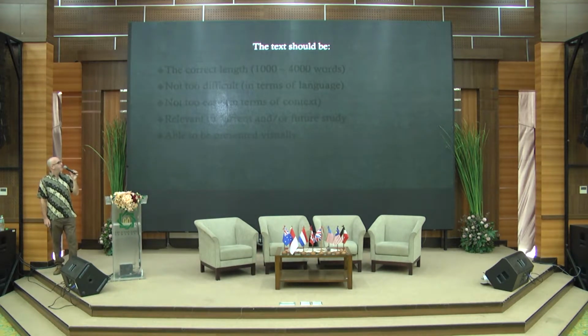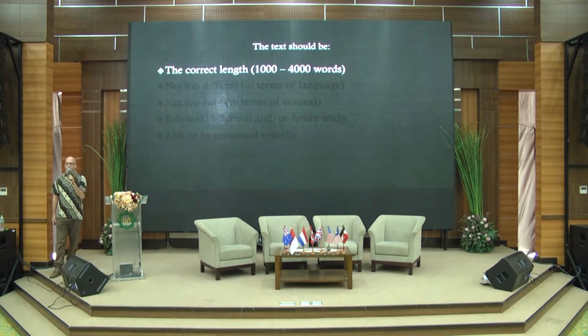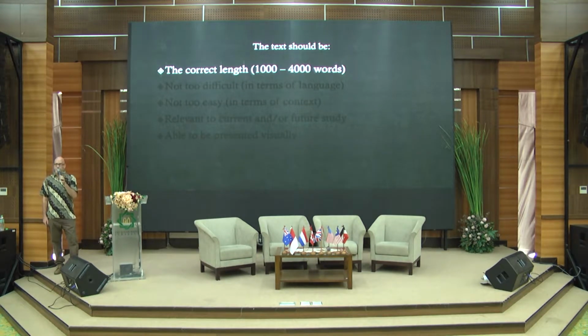So the text should be the correct length. I go for 1,000 to 4,000 words. Again, it depends on your context. For overseas study, they need to build up to reading articles of about 4,000 words because that's how long academic journals tend to be. When you're first starting with these academic reading circles, you can try something shorter from 1,000 and gradually build up. If you're teaching lower level students or younger students, then you would choose shorter texts. But this is what I've used in the past.